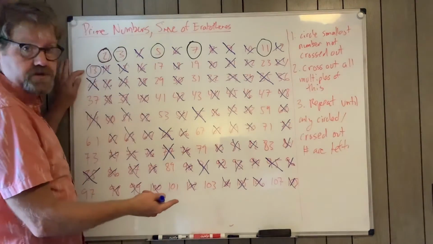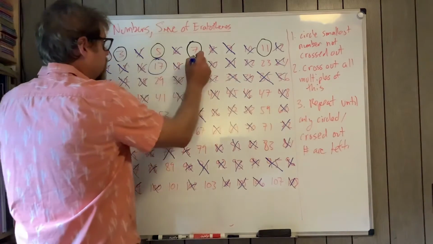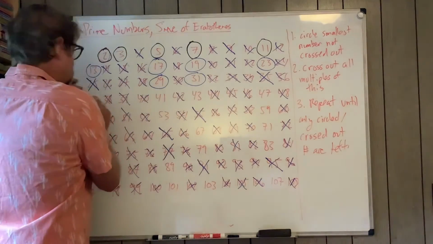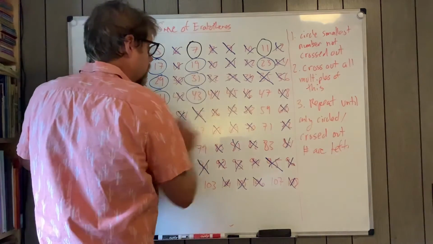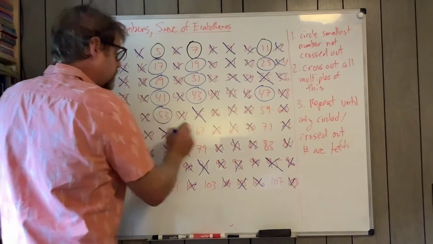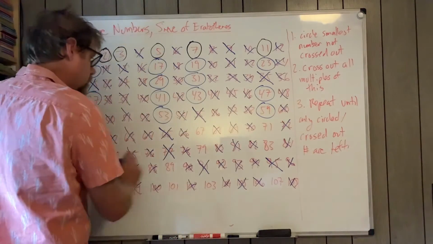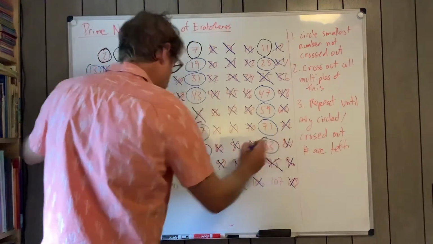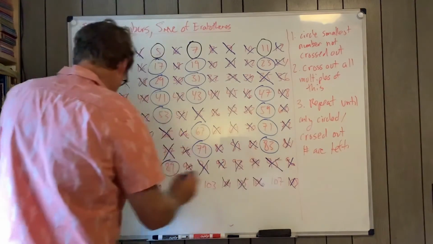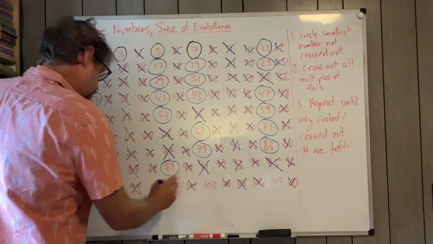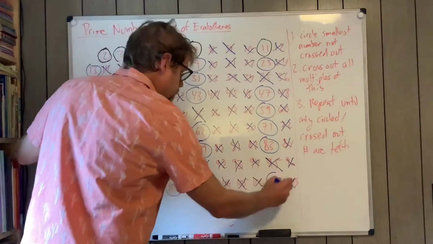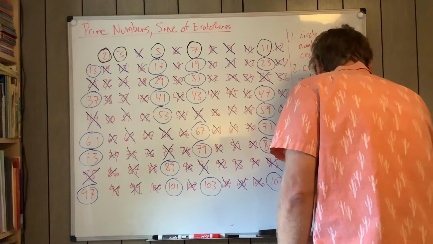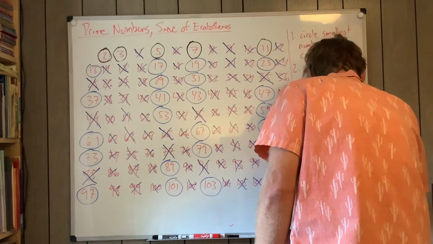13, because the next multiple to cross out would be 13 squared, which is beyond the grid. 17, 19, 23, 29, 31, 37, 41, 43, 47, 53, 59, 61, 67, 71, 73, 79, 89, oh, there we go. Okay. So the circled numbers are prime.